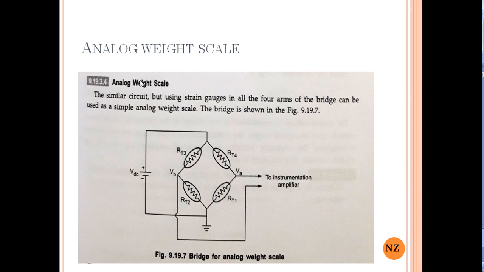So if we apply weight, what happens? A stress and strain is developed. Due to stress and strain, the resistance value will change. So if the resistance value changes, this bridge will become unbalanced, and that unbalanced voltage will be given to the instrumentation amplifier, and the instrumentation amplifier will take that as a difference input and will amplify to give the output. The output will in turn drive a meter which will show the change in the weight, or which will measure the weight.